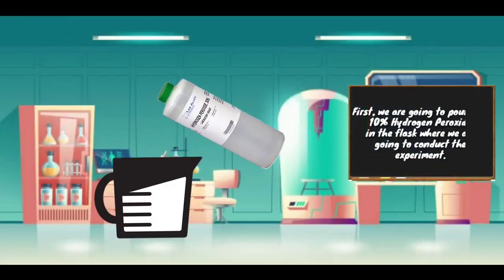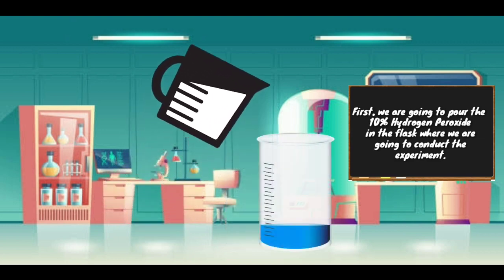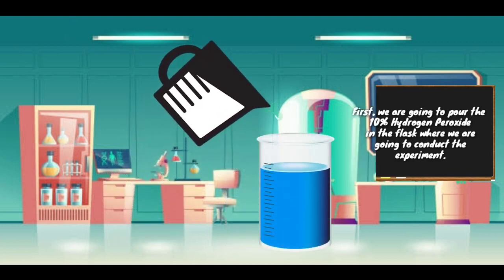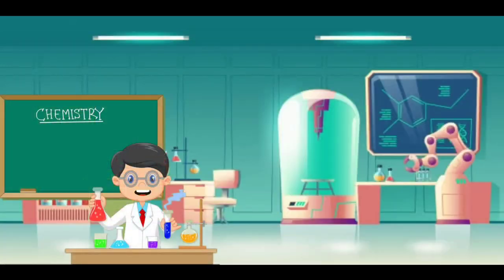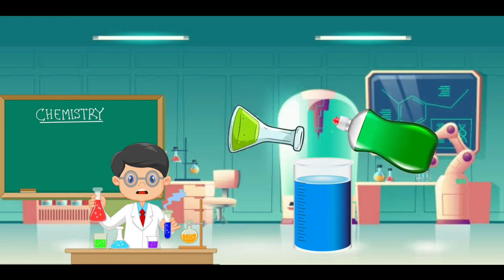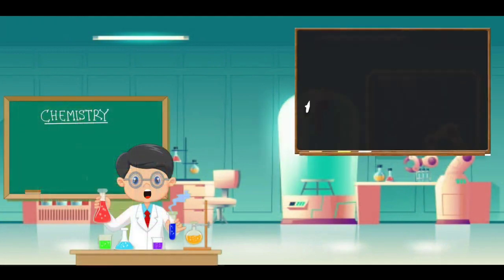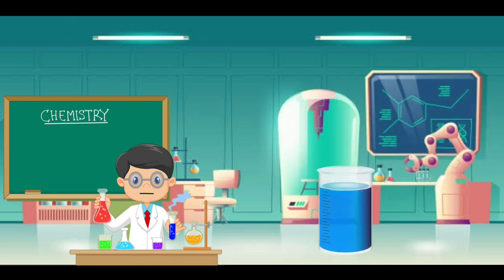To start the experimentation, first, we are going to pour the 10% hydrogen peroxide in the flask. We are going to conduct the experiment. Second, we will add the dishwashing soap and a few drops of food coloring into the flask. Food color helps to make the foam more attractive when it comes out of the flask.